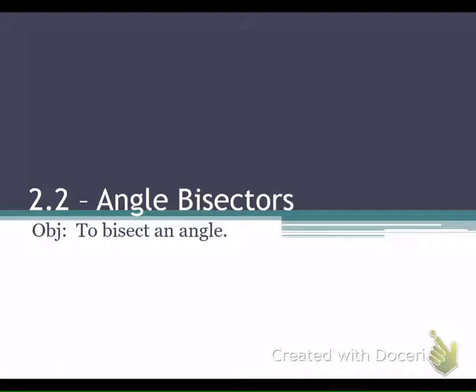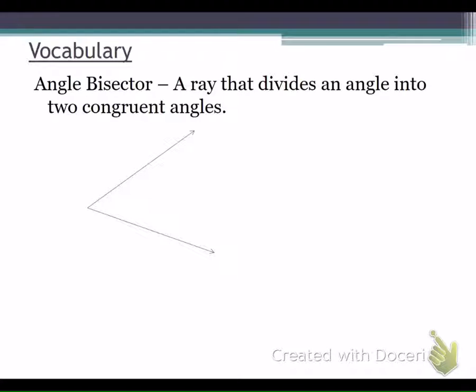Today we're doing section 2.2. It's all about angle bisectors. There you go. Vocabulary term is exactly what we're talking about today. Angle bisector. So write this down.